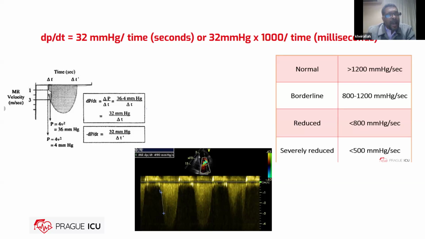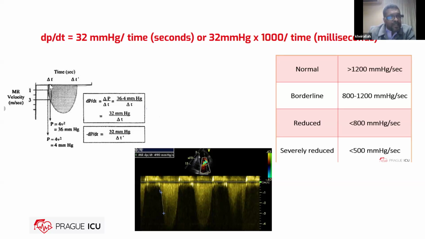And this 1 meter per second velocity corresponds to what pressure? According to the Bernoulli equation, 4V squared, meaning 4 times 1 squared, which is 4. And here is 3. What is the pressure that corresponds to 3 velocity? It is 4V squared, 4 times 3 squared, that is 36. So the pressure difference between this point and this point is 36 minus 4, which is 32.